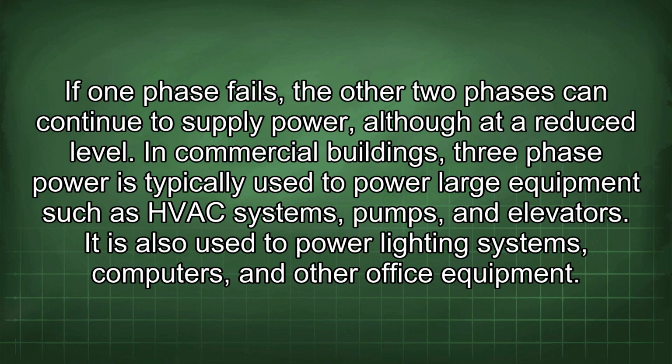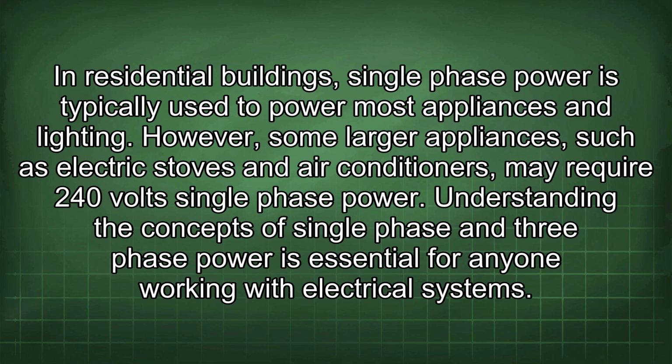In commercial buildings, three-phase power is typically used to power large equipment such as HVAC systems, pumps, and elevators. It is also used to power lighting systems, computers, and other office equipment. In residential buildings, single-phase power is typically used to power most appliances and lighting. However, some larger appliances, such as electric stoves and air conditioners, may require 240 volts single-phase power.